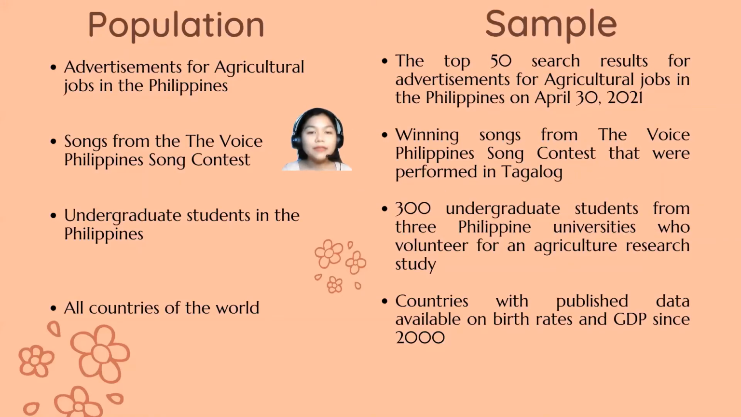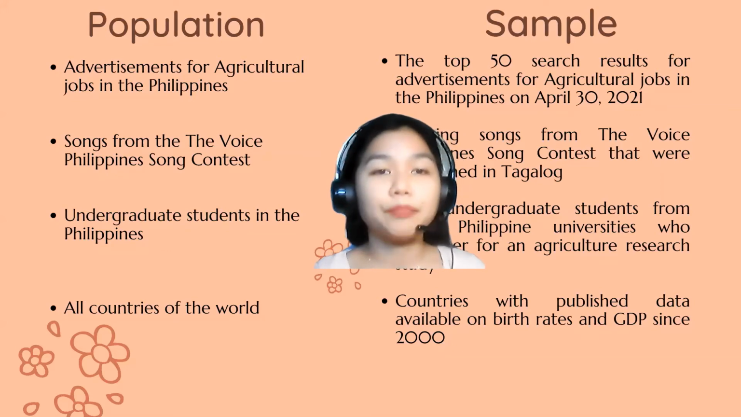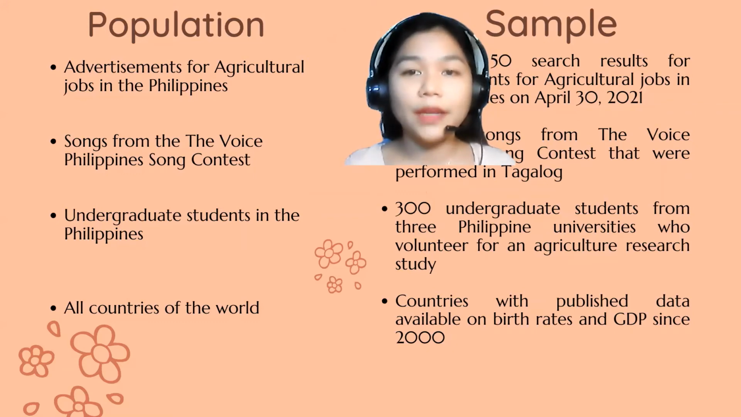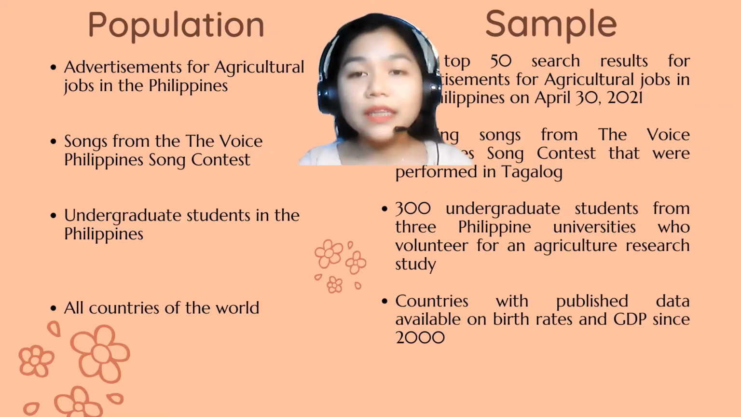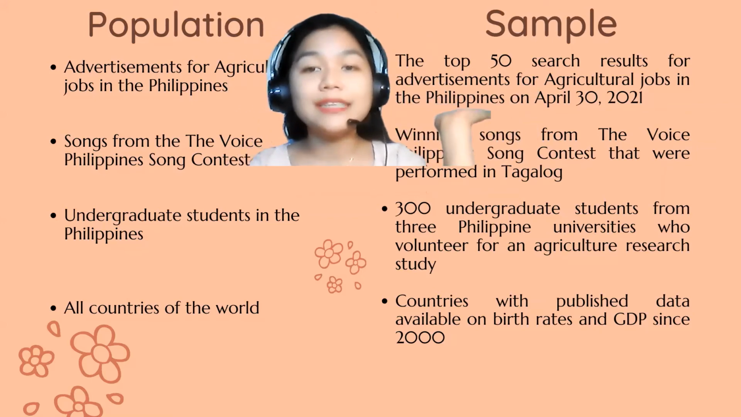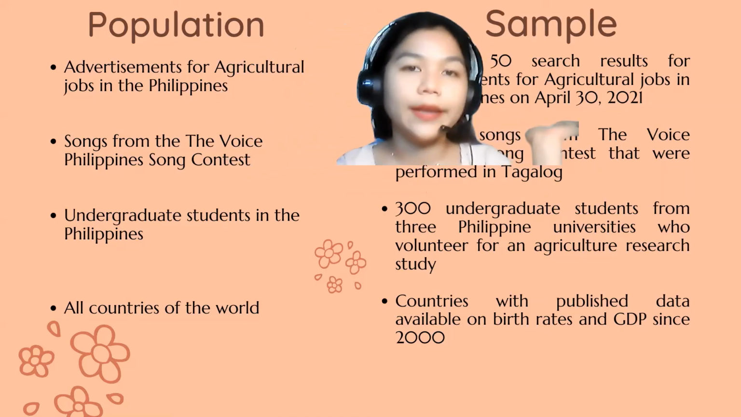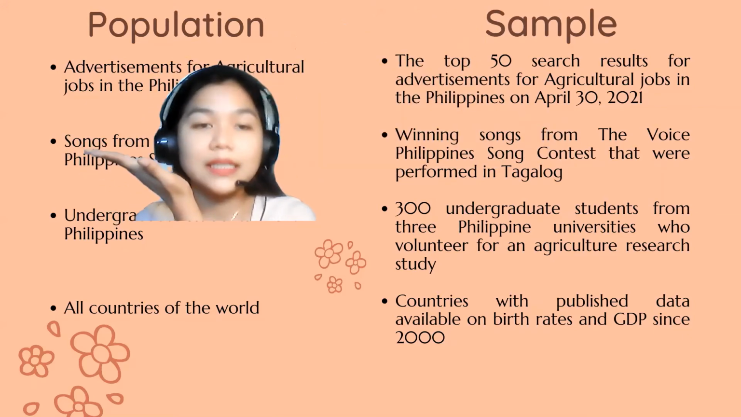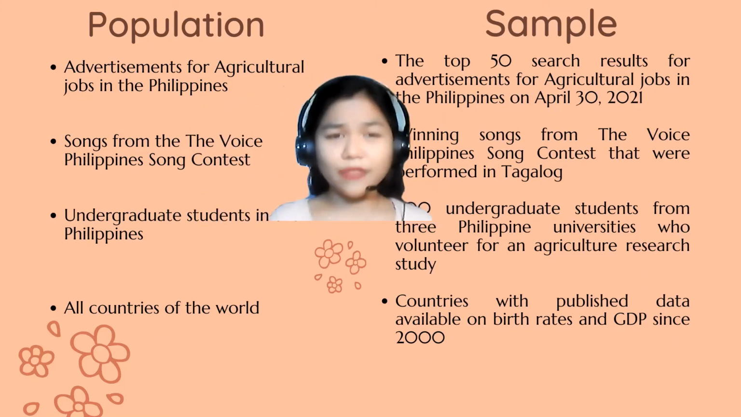So another simple TVT, you will be encountering a lot of things like this in your exam. If we're talking about the population, okay, advertisements for agricultural jobs in the Philippines, that's the entire population. If you are going to get a sample, then probably you can only get the top 50 search results for advertisements for agricultural jobs in the Philippines on April 30, 2021. Another population or another parameter is this. Songs from the Voice Philippines Song Contest.